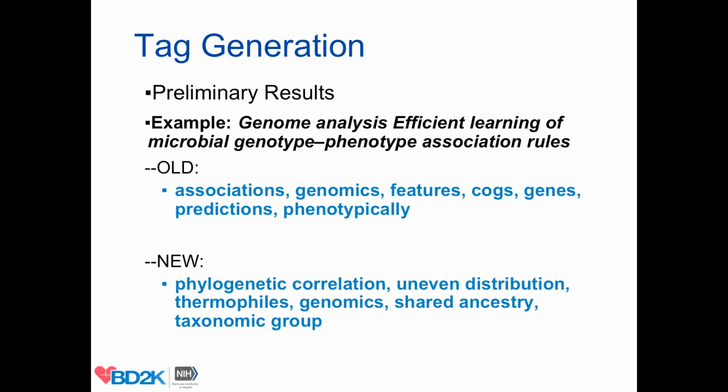Here's some preliminary results shown here. There's a comparison of the current and the old tags. You can see from the first one, the features, the predictions are not here anymore. And we add some uneven distribution, shared ancestry, which is more meaningful than the past ones.